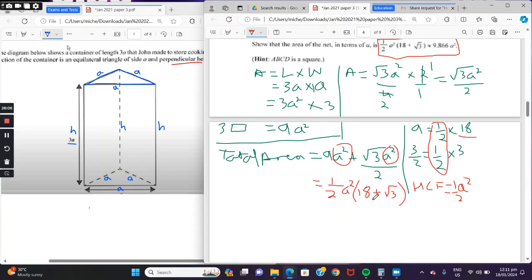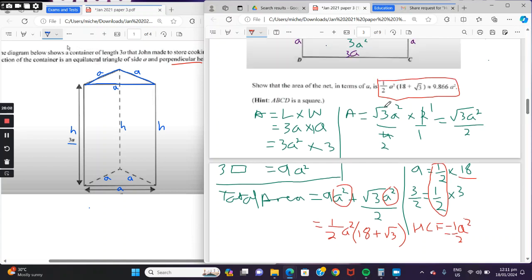So this is the answer, but they told us to show something, right? This says to show that the area of the net, the entire shape, in terms of a is a half a squared, 18 plus the root 3. So we have it like that here, half a squared, 18 plus the root 3. So we already have this part. It says equal to this, so that means I need to work it out a little bit further, right?